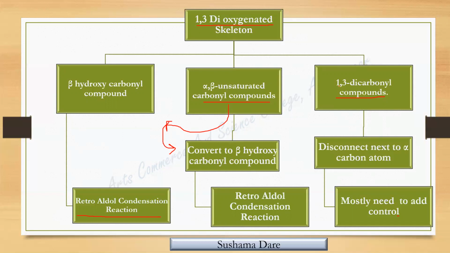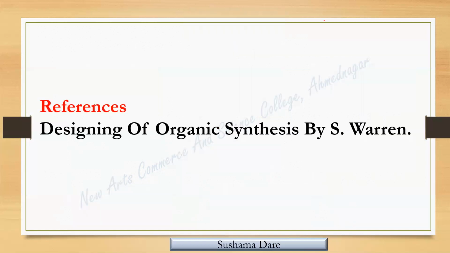Now, if there is a 1,3 dicarbonyl compound, what do we have to follow? We have to follow the disconnection next to the alpha carbon atom. Which bond do we have to disconnect? Next to the alpha carbon atom. And one more thing that I have mentioned: most of the time we have to add a control. Control means we have to make the proton highly acidic, so that we can carry out the reaction under mild basic conditions. For this, you can refer to the book Designing of Organic Synthesis by Stuart Warren.